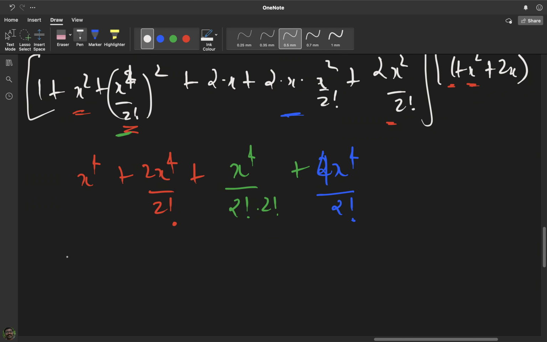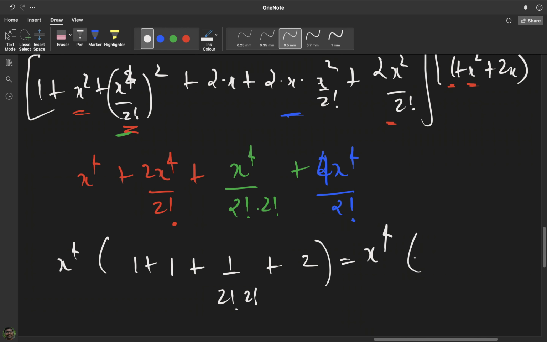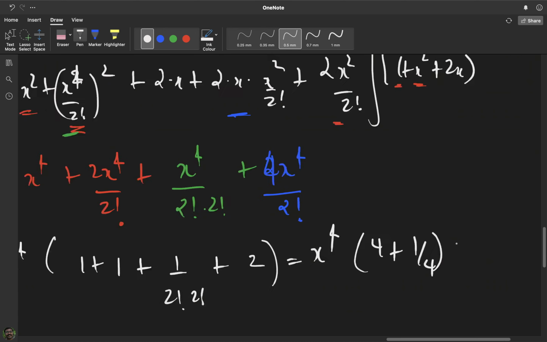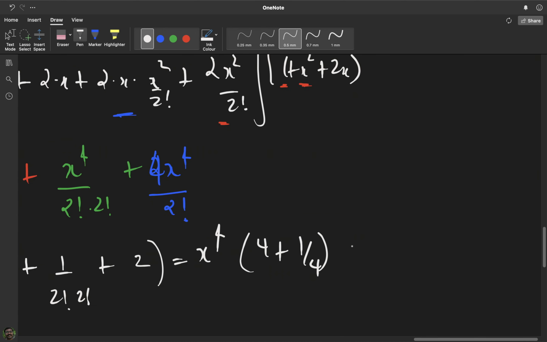So this is actually x raised to 4 into 1 plus 2 by 2 factorial, plus 1 by 2 factorial into 2 factorial, plus 4 by 2 factorial. So basically you can write this as 2, and here you can write it as 4. So we are getting x raised to 4 into 4 plus 4 plus 1, by 4, which you can write as 9 by 4 into x raised to 4.